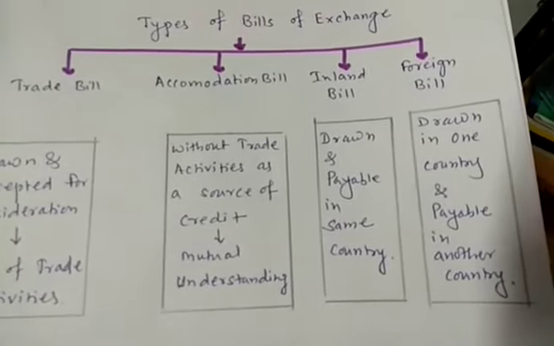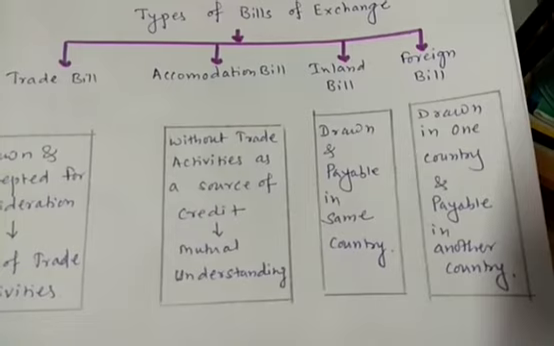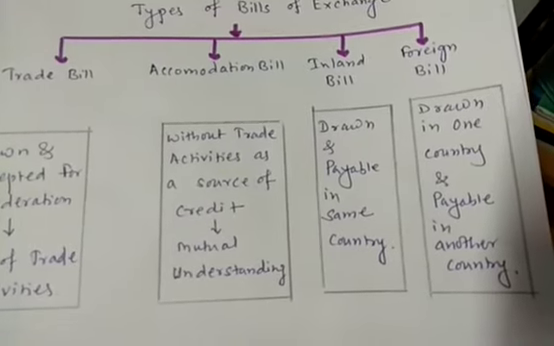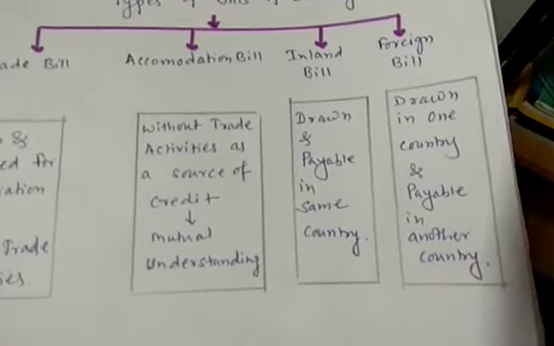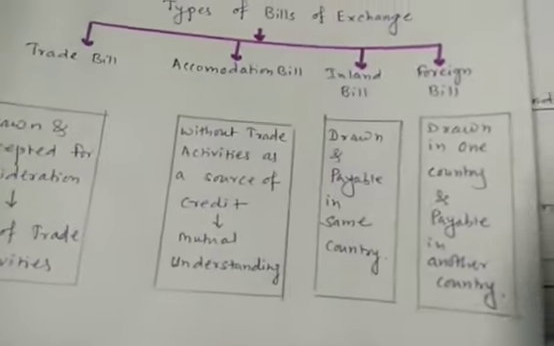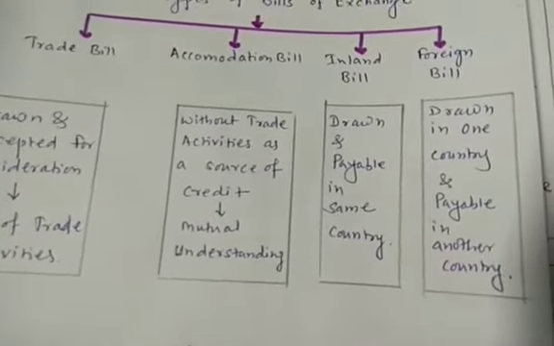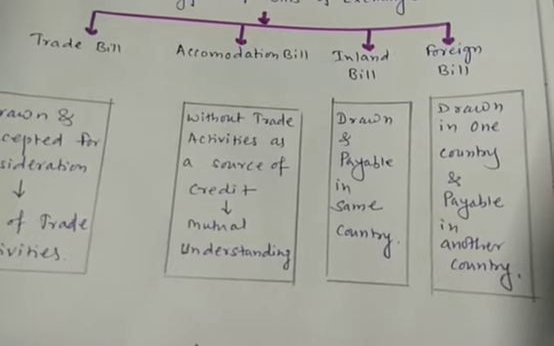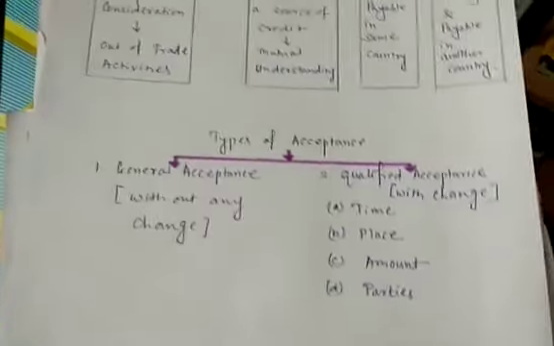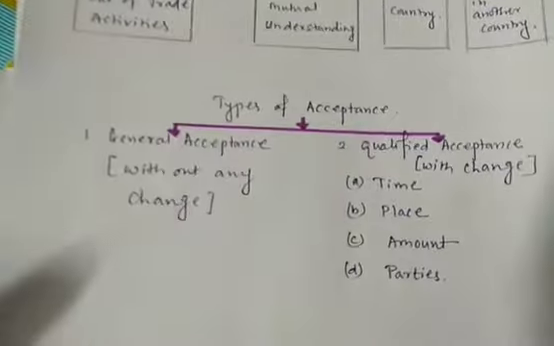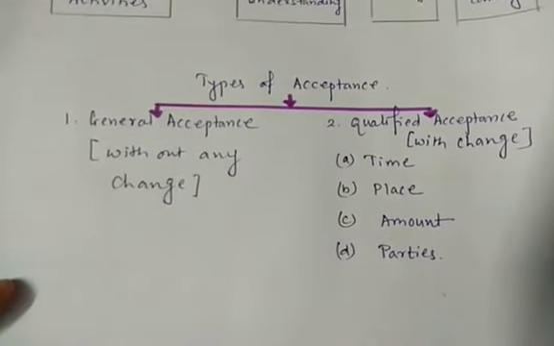Third is the inland bill. When the bill is drawn and payable in the same country, it is called an inland bill. Fourth, the foreign bill. When the bill is drawn in one country but payable in another country, then it is called a foreign bill.